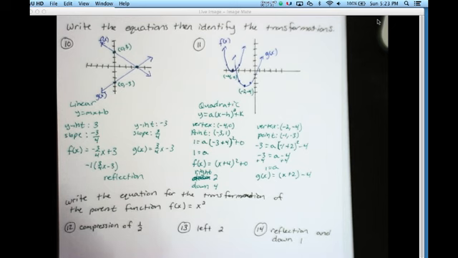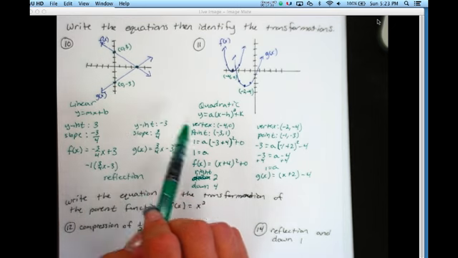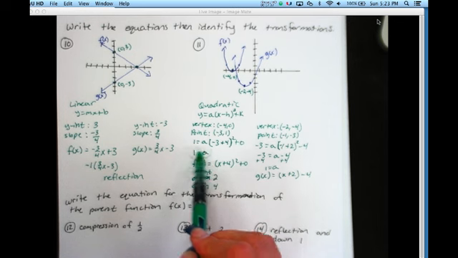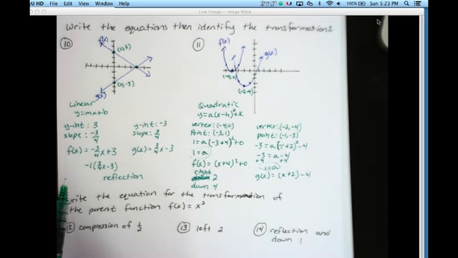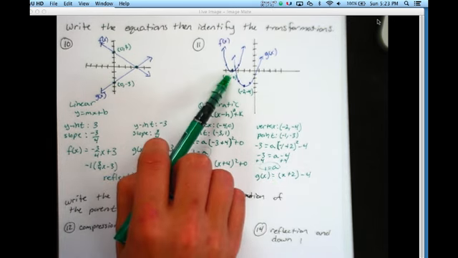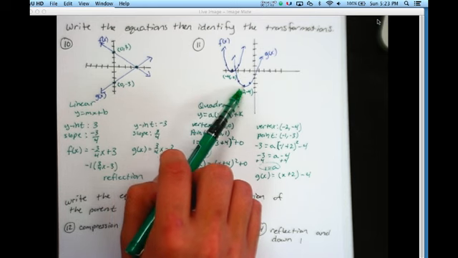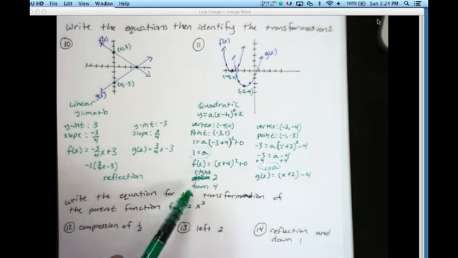The other way that you can do it is if you go from vertex point to vertex point, you should be able to figure that out. So our a values have to be the same to do this, and they are. So I would end up going down 4 and then over 2. So that's another way that you can figure out your transformations.